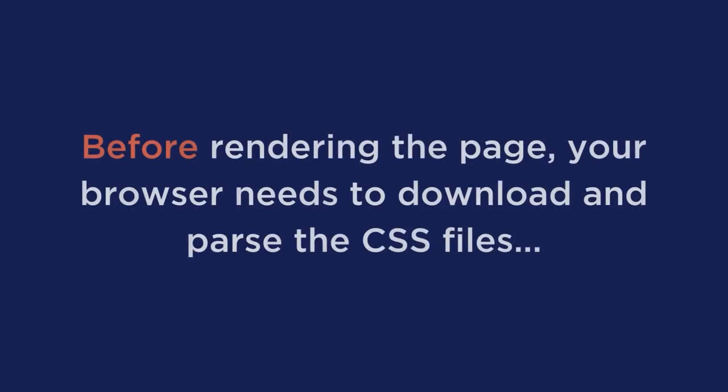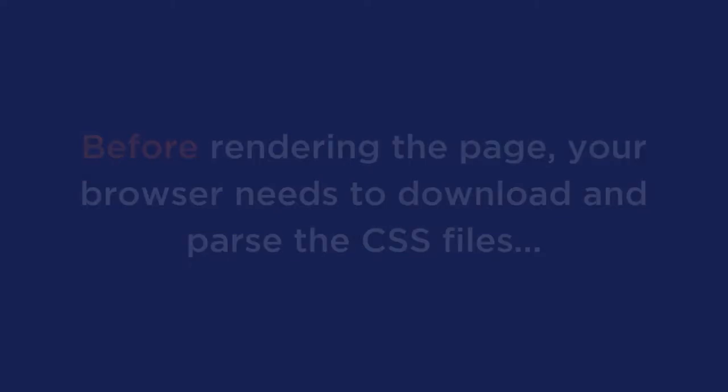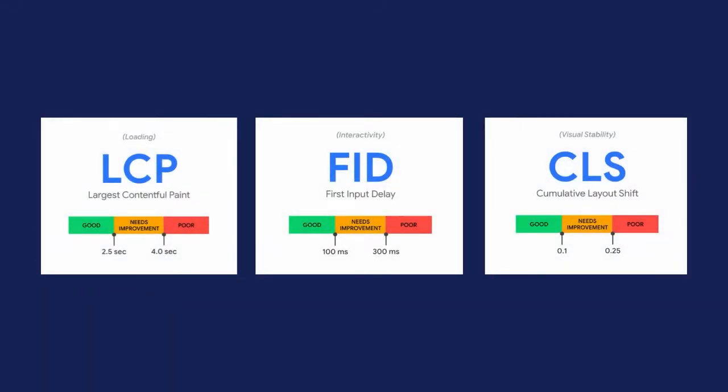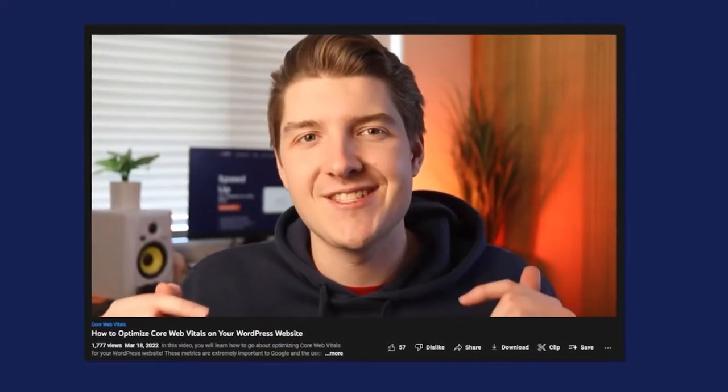Well, before rendering the page, your browser needs to download and parse the CSS files, making those files a render blocking resource. And the bigger your CSS files are, the longer it will take for the browser to process them, which increases the time for a page to load, upsetting not only your visitors, but upsetting Google as well. And the page speed may also affect your SEO performance. This is because of the ranking factors, including the Core Web Vitals. If you're not familiar with the Core Web Vitals, we have a whole video that explains them on our channel and how they can impact your site.